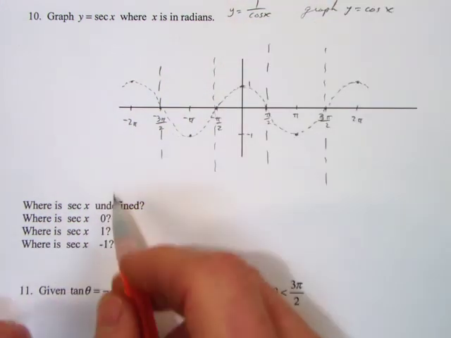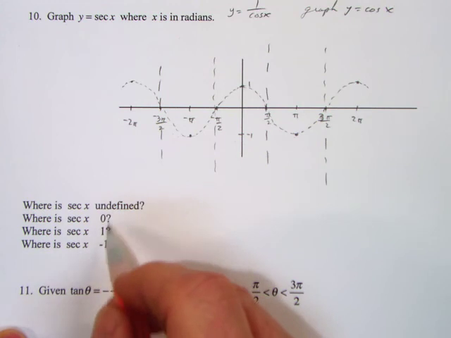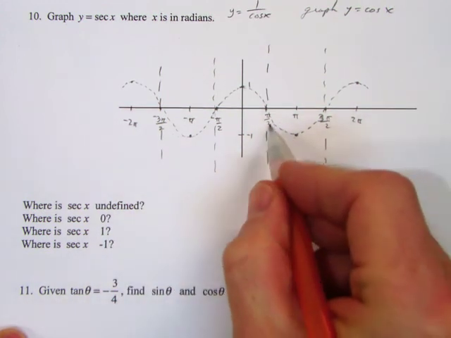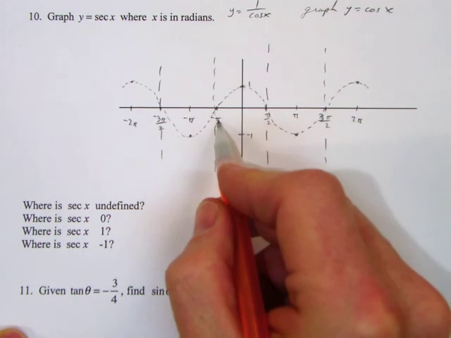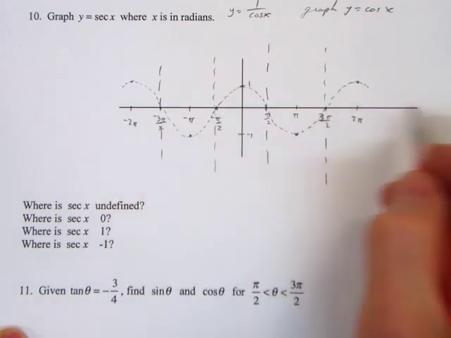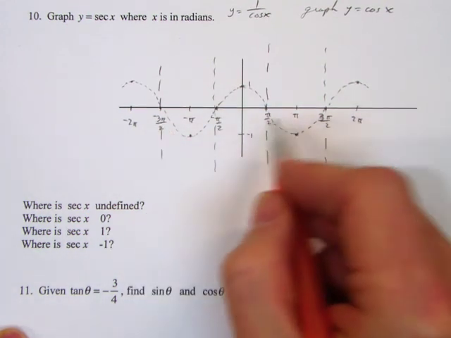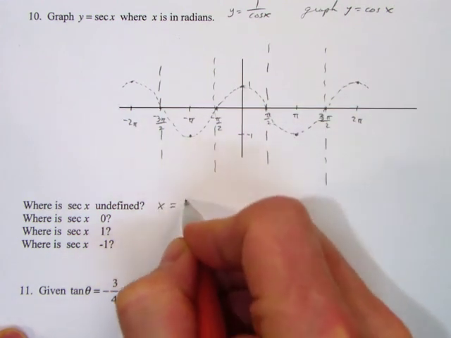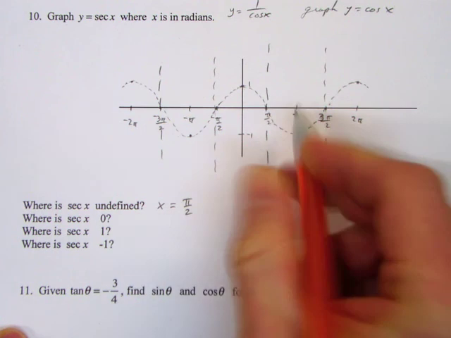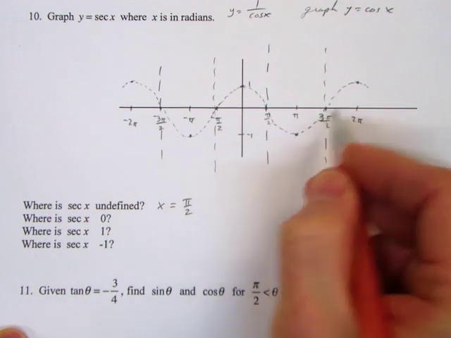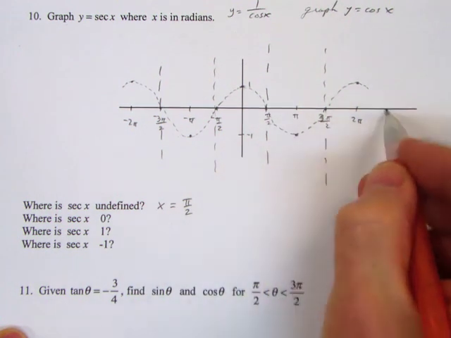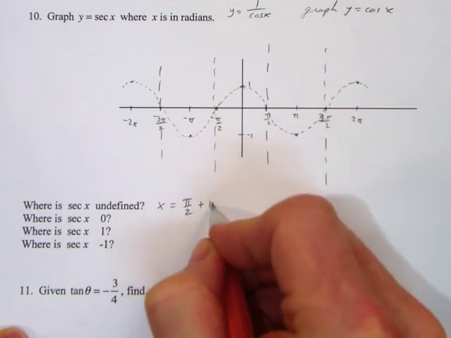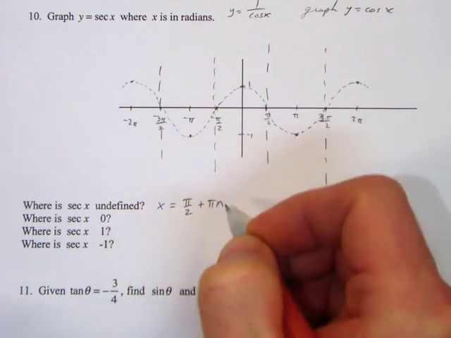And that's going to help us. These are key values. Where are these? This is pi over 2, 3 pi over 2, negative pi over 2, negative 3 pi over 2, etc. What's the difference between each one of those? We can start with pi over 2. If we add pi, we get this next one. If we add pi again, we'll get 5 pi over 2. So it's pi over 2 plus pi n.